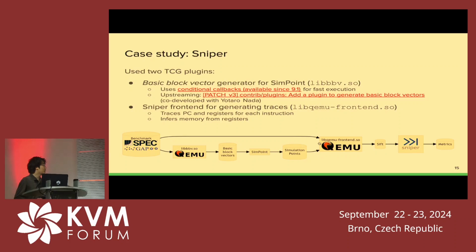So for these simulation points, we actually generate traces using a Sniper frontend plugin. These traces contain program counters and registers for each instruction. Instead of using the memory API, it infers memory content from registers to match instruction operands and memory data.